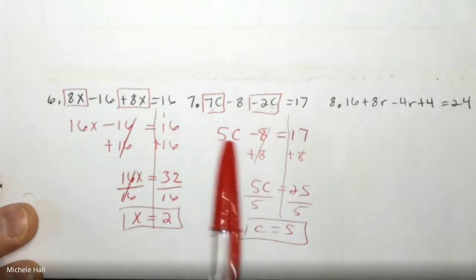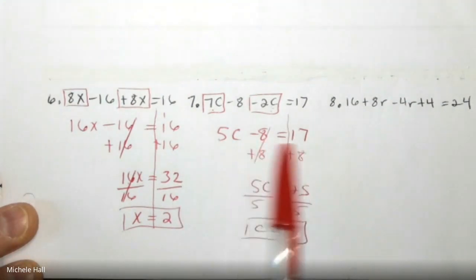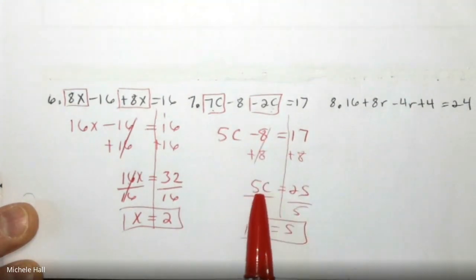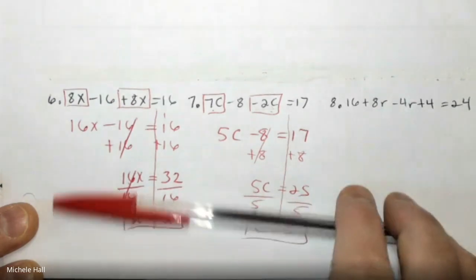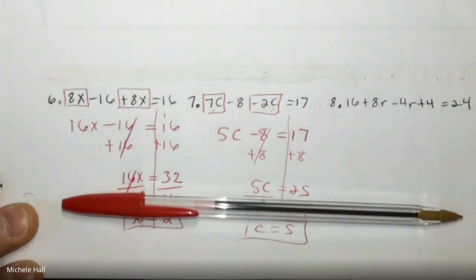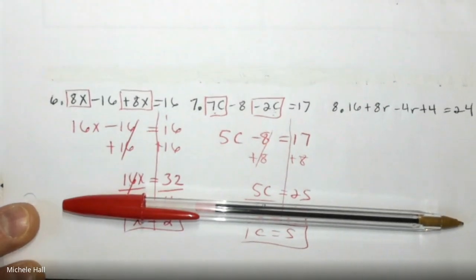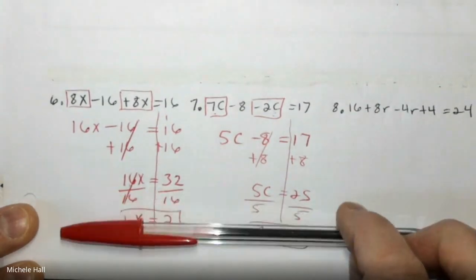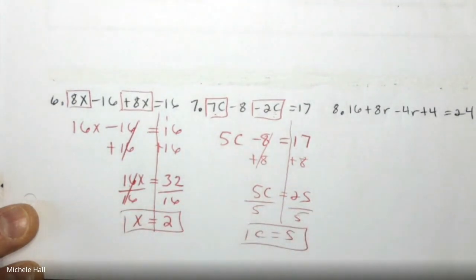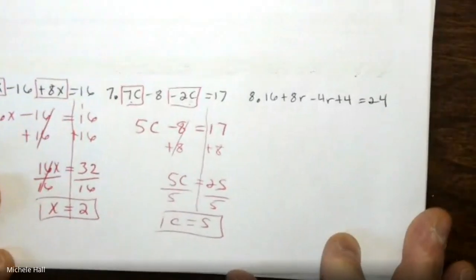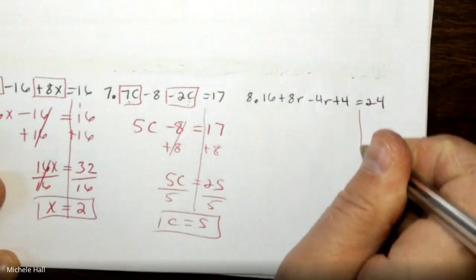First, I see subtraction had to be undone by adding 8 to both sides. We get 5c equals 25. Then I see my variable is being multiplied by 5, and the opposite of multiplying by 5 would be to divide by 5. Now on number 8, I'm going to draw that line for both sides of the equation.